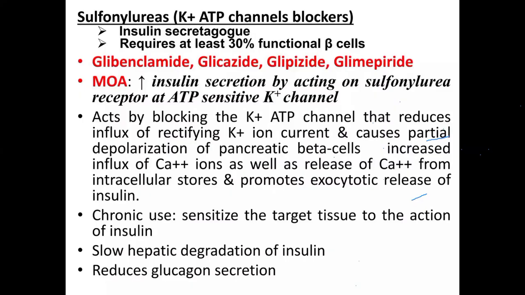So what is the mechanism of action of sulfonylureas? It basically increases insulin secretion by acting on the sulfonylurea receptor at ATP sensitive potassium channels. It acts by blocking the potassium ATP channel, which reduces the efflux of rectifying potassium ion current. So basically, when sulfonylurea attaches to the sulfonylurea receptor at the ATP sensitive potassium channel, insulin secretion is increased. Thereby, the disturbance in insulin in the cell is normalized, and the insulin level reaches a normal level.